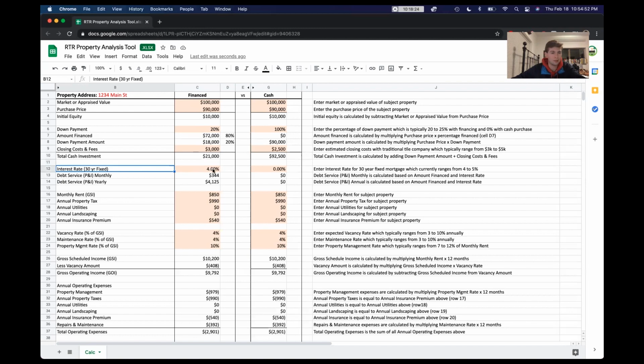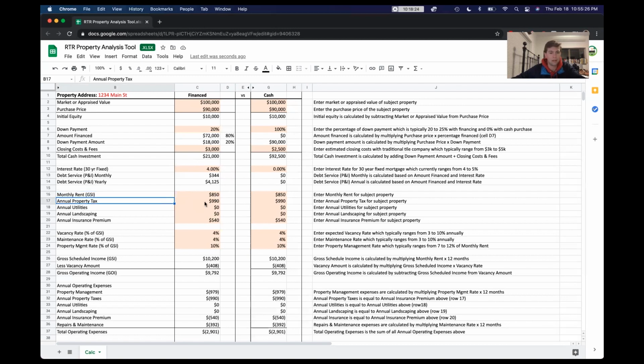Next, our interest rate is going to be a 30-year fixed mortgage at 4% interest. Our debt service, aka our principal and interest per month, is going to be $344. And our debt service, principal and interest yearly, that's just $344 times 12, right, is going to be $4,125.